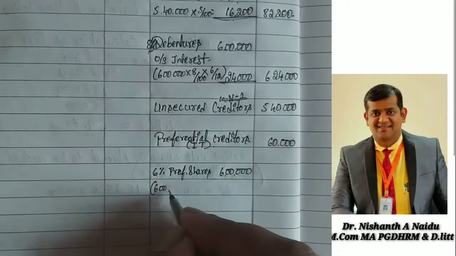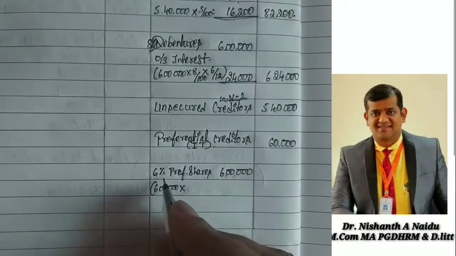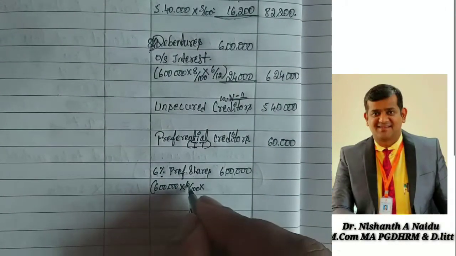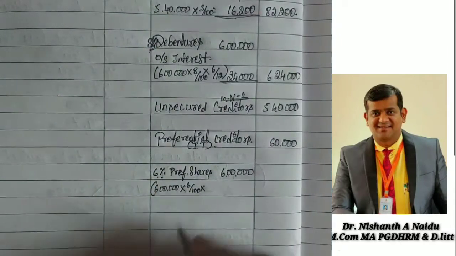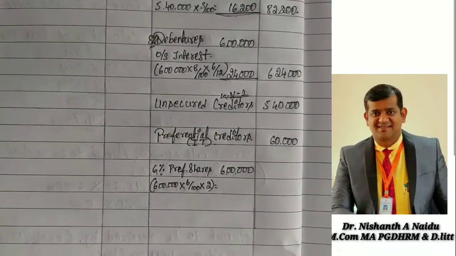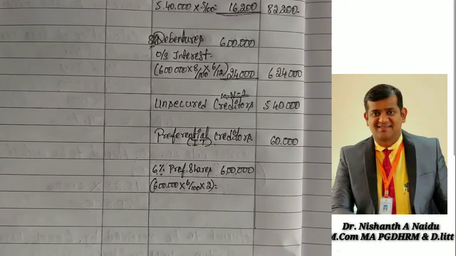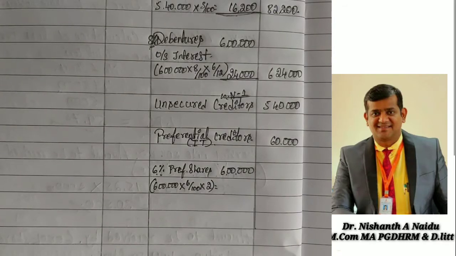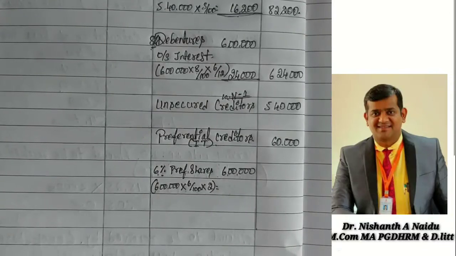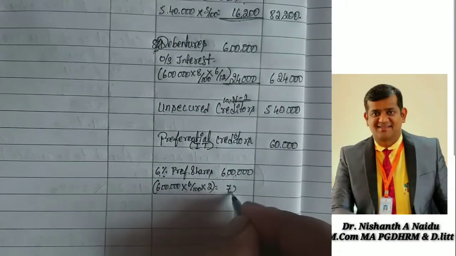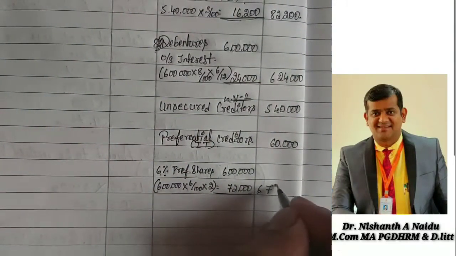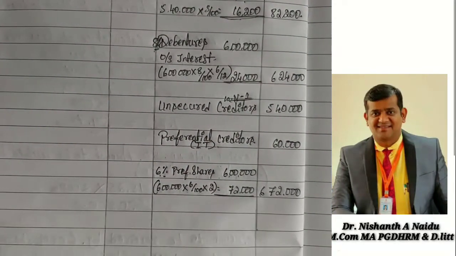So take the capital amount, 6 lakh. What is the rate of dividend? 6%, so that is 6 divided by 100. For how many years? 2 years. So now calculate 6 lakh into 6% into 2 years, that is 72,000. Total this and put it in the outer column: 6,72,000.